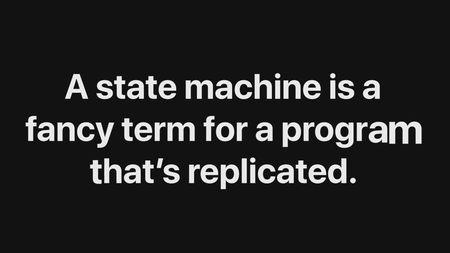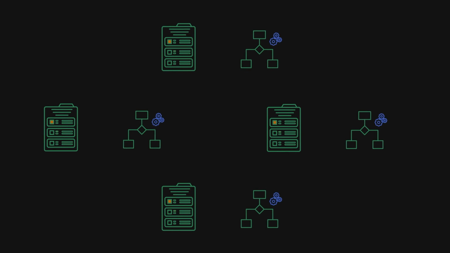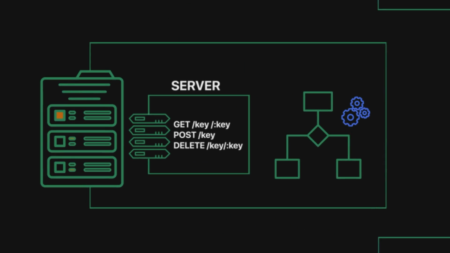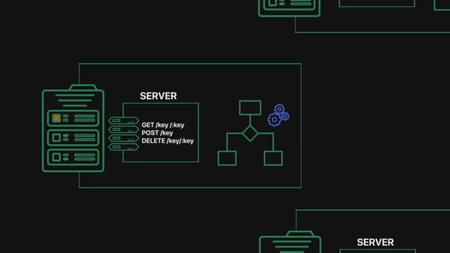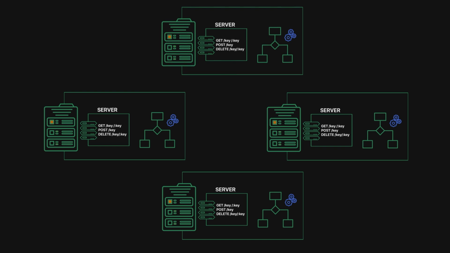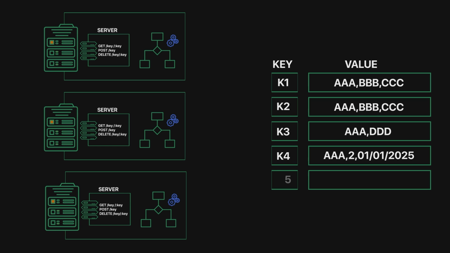In the context of distributed systems, a state machine is a fancy term for a program that's replicated. For our scenario, the state machine that's hosted on each replica is a server that features endpoints for interacting with the key value store, such as a get endpoint for retrieving a value from the store by a key, a post endpoint for setting a key with a value in the store, a delete endpoint for deleting a key and its corresponding value. If we replicate this server onto each of these nodes, then as long as they all begin with the same state and perform the same operations in the same order, then they will all end up with the same state.